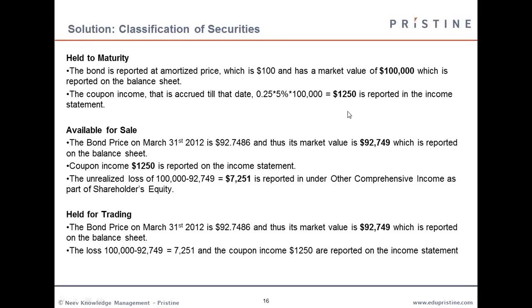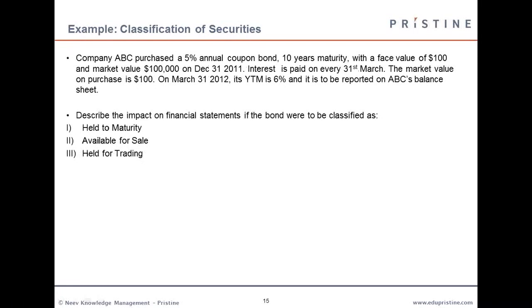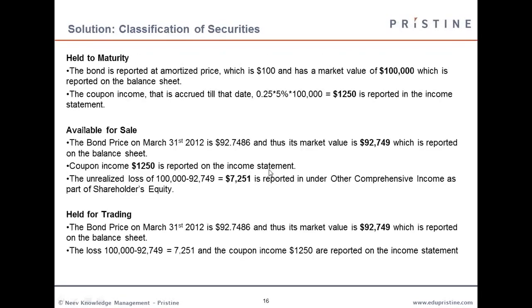The changes in the market value are not taken care of, and the coupon income, which is for 3 months, because as in December we had $100,000, and interest is paid on every 31st March, which is 3 months of a year, which is 1/4 of a year, or 0.25 of a year. So the coupon income will be 0.25 into 5% that is paid annually into $1 lakh, which is the market value.